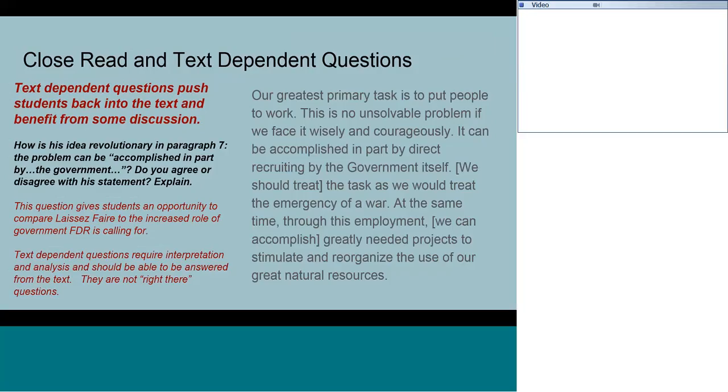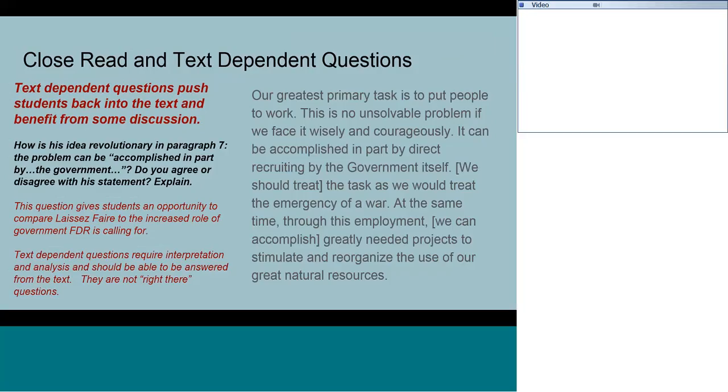The way that I work with a source that is challenging for students is to first read it aloud to them. So I would read that whole document aloud to students. Then the next step for me is to use text-dependent questions, which push the students back into the text. Text-dependent questions are not right there questions. They're questions that really get the kids thinking and talking and puzzling through a potential problem. They benefit from discussion. So on the slide here, I have an example of the text on the right-hand side.